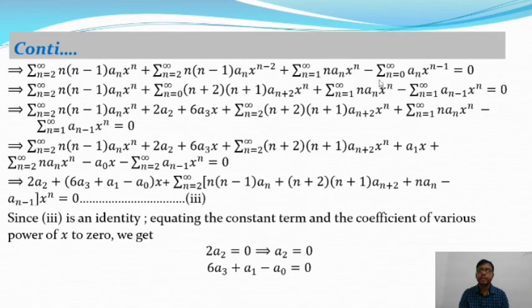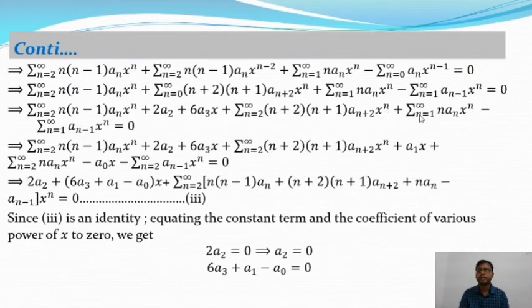After simplifying the above equation, we will get summation n equals 2 to infinity n(n-1) a_n x^n. The first term will remain the same, plus 2a2 plus 6a3 x. When we put n equals 0 in the second term of the above equation, we will get 2a2, and when we put n equals 1, we will get 6a3 x, plus summation n equals 2 to infinity (n+2)(n+1) a_(n+2) x^n.